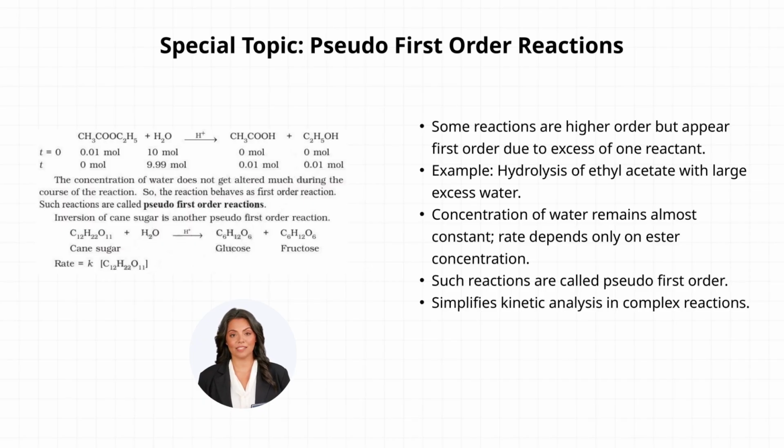Since water is so abundant, its concentration remains almost constant, and the rate depends mainly on the decreasing ethyl acetate concentration. This simplifies calculations and experimental analyses significantly. Scientists often exploit this to study complex reactions more easily. On the screen, you see how the moles of water barely change compared to ethyl acetate during the reaction. Reflect for a moment. How might this concept be useful in designing experiments? Pause for 20 seconds.